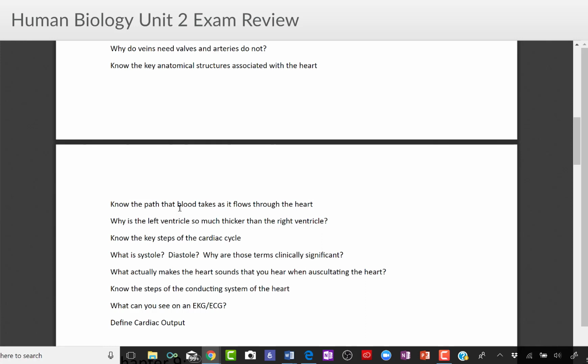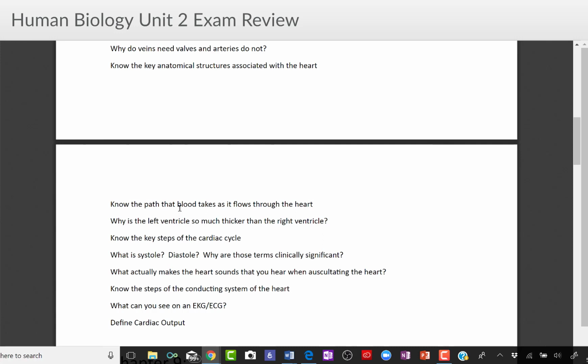All right, know the path that blood takes as it flows through the heart. There's a video called The Path of Blood Through the Heart. Make sure you watch that one. But I'll walk you through it. We'll start at the superior and inferior vena cava. So that's going to be the veins that dump blood into the heart. So they're going to drain into the right atrium.